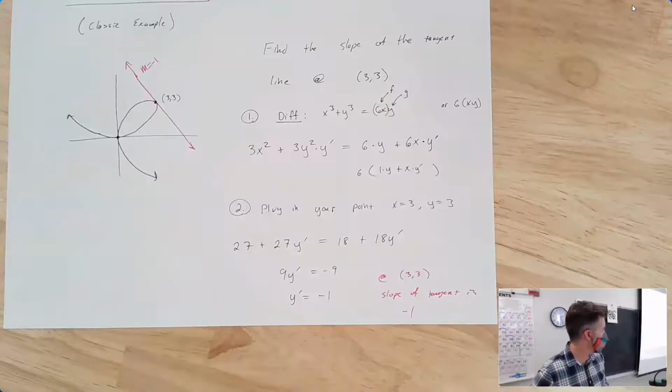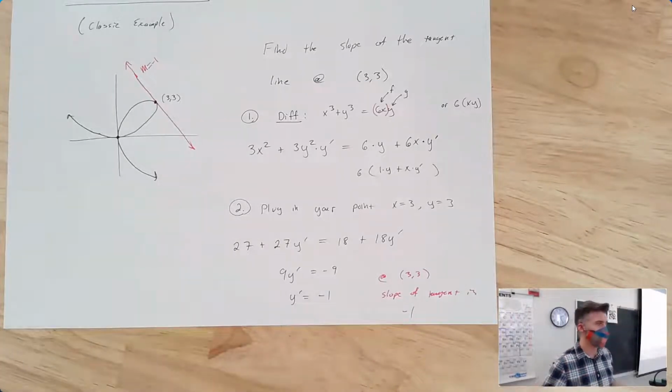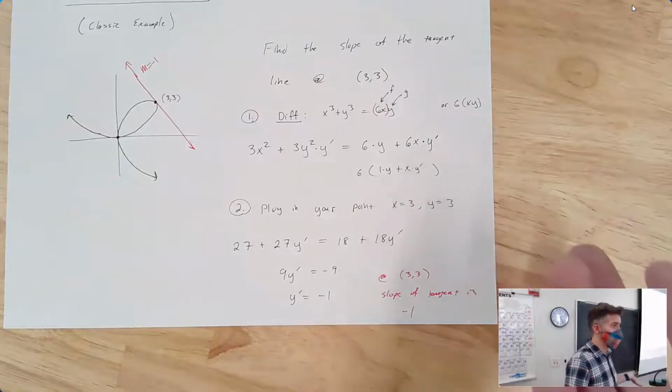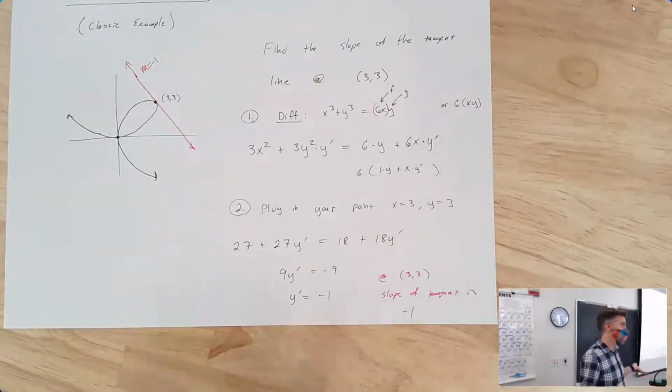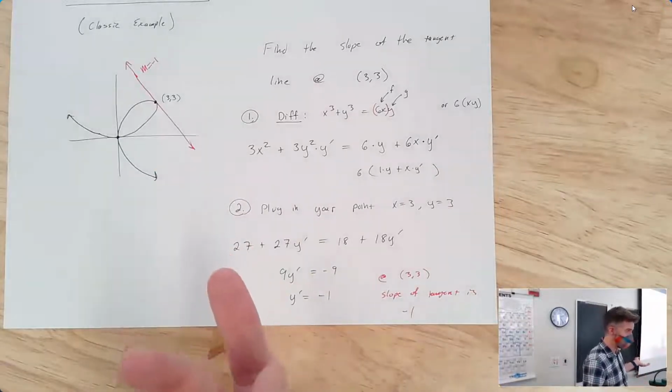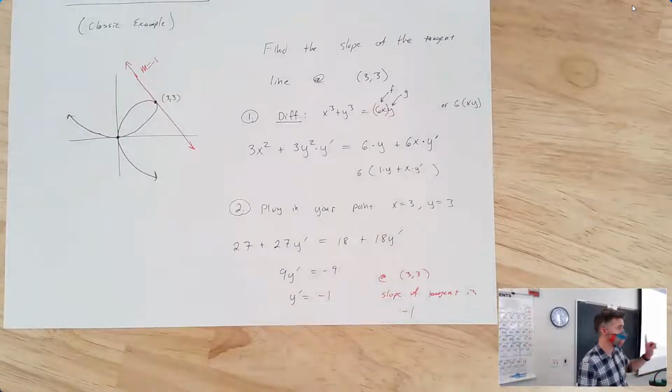Now, a couple things to address. This is not a great process to use if you have to find derivatives at more than one point. This is only really good if you're finding the derivative at one point on the graph. But if you have to find the derivative at like 3 different spots, like if you want to find also 0, 0 or something, this is not excellent. But it's perfectly great if you want to find the derivative at one particular point.